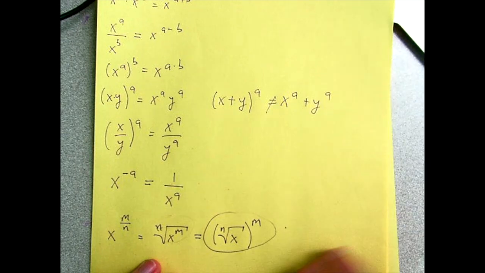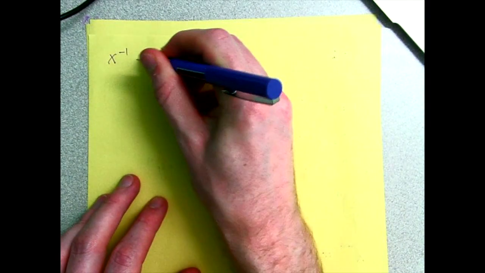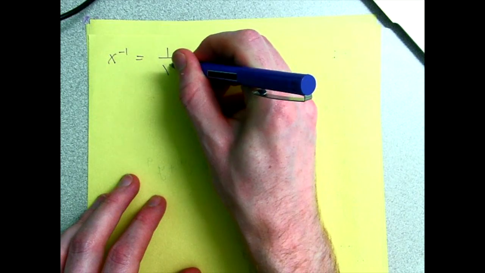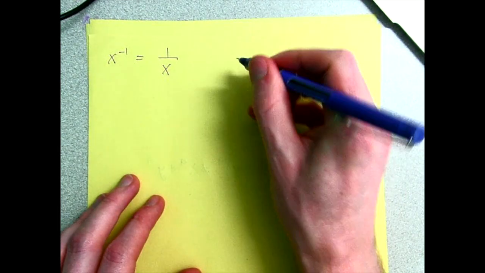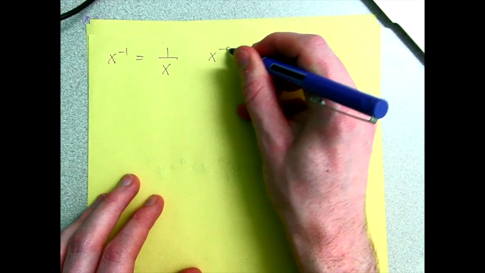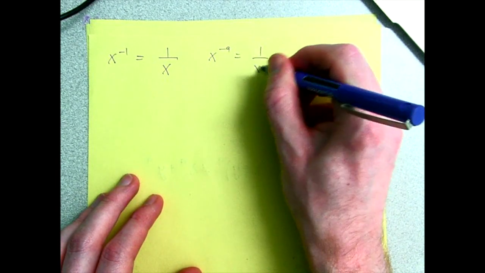That's kind of it, although there are a couple of additional rules which are really helpful to know. So one of them is the following. It's x to the negative 1 is equal to 1 over x. That is really just a specific example of the more general rule, x to the negative a is equal to 1 over x to the positive a.